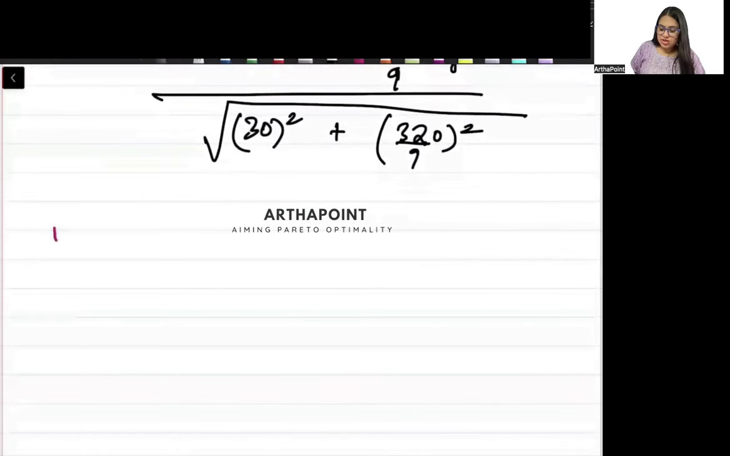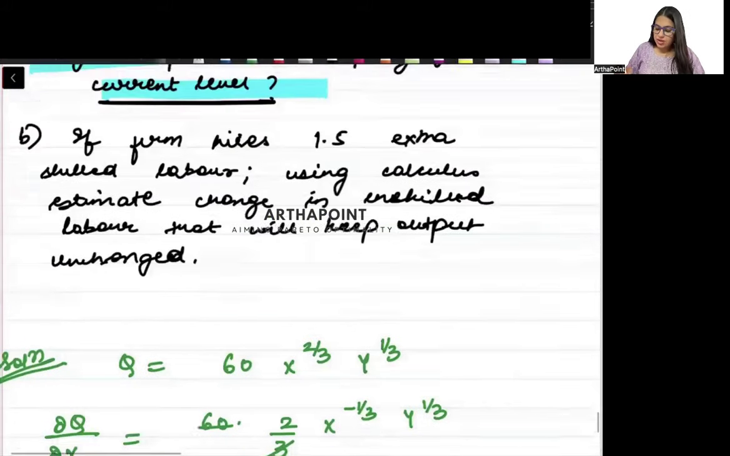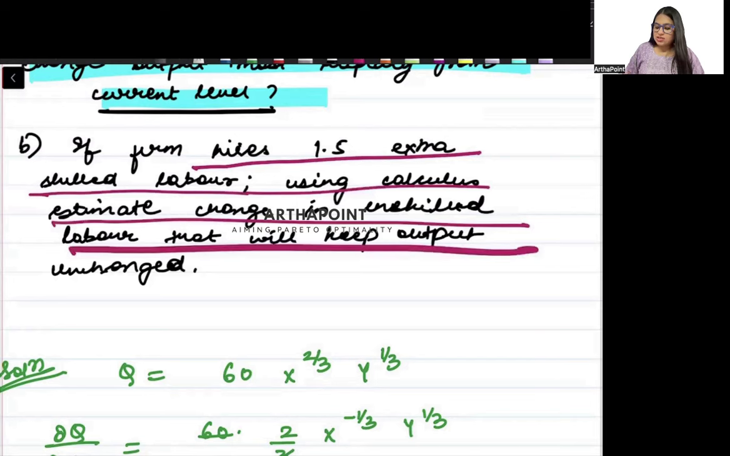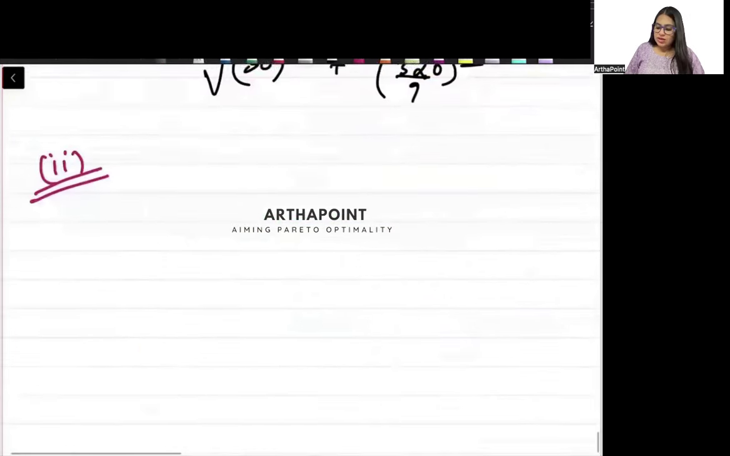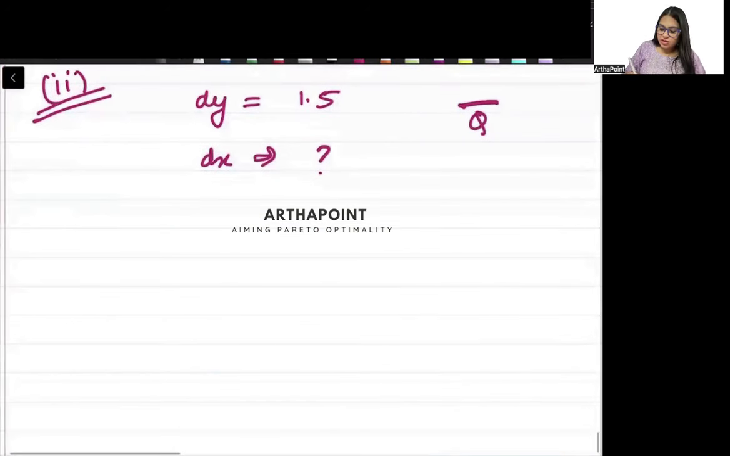Okay, beta. Now come to the second part. The second part says, read the question carefully. If the firm hires 1.5 units of extra skilled labor, calculate an estimate of the change in unskilled labor to keep the output unchanged. So try to understand the point. It is saying that we have increased dy by 1.5, so what should we do in dx so that the output remains unchanged? So we know how dq, the change in output, happens, beta?